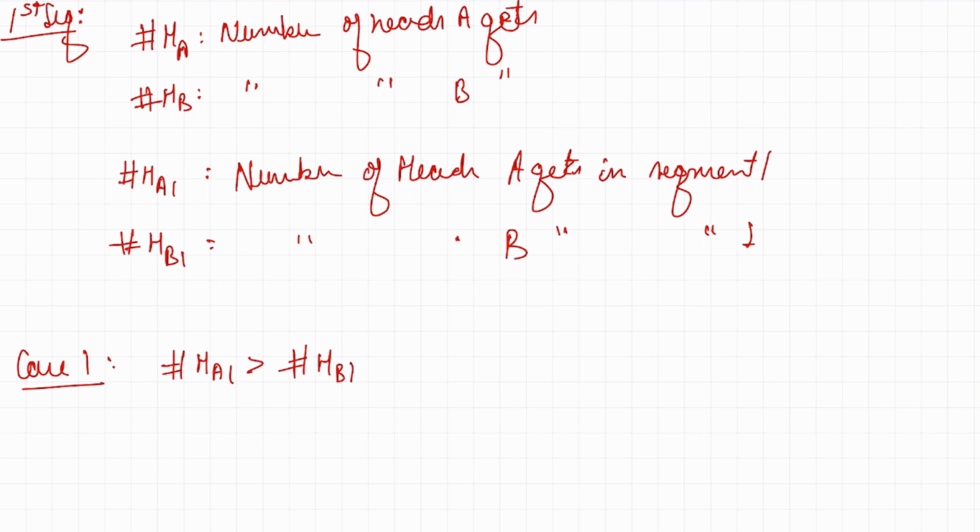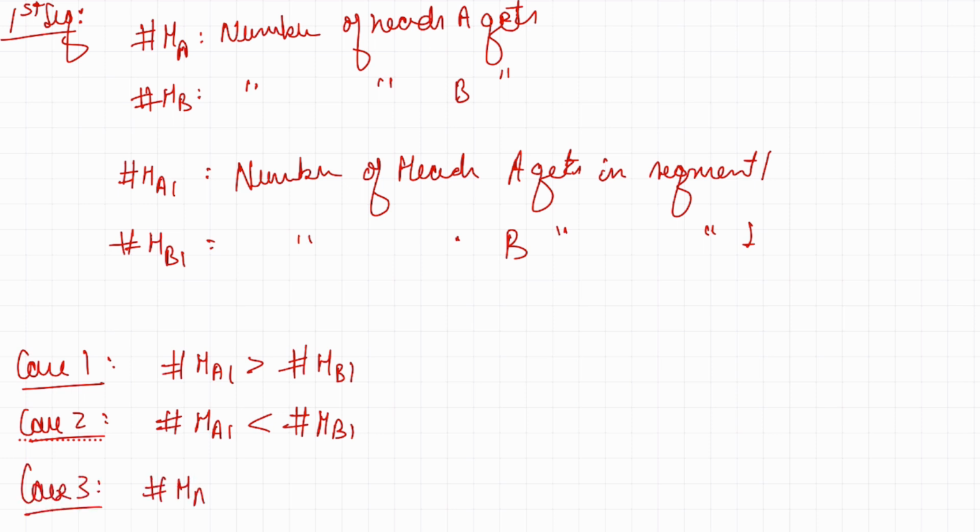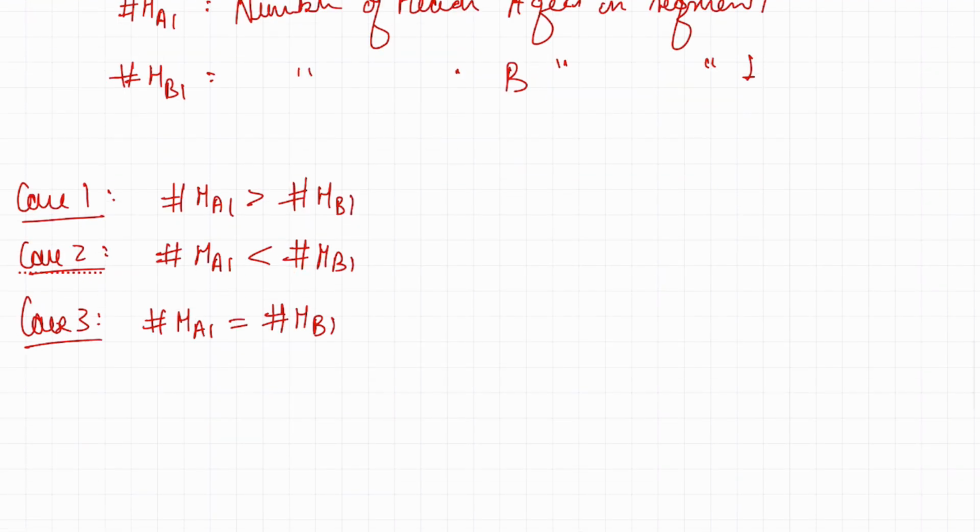Okay, that's case 1. Case 2 would be the number of heads A gets in segment 1 is less than the number of heads B gets in segment 1. Okay, just the opposite. And the final case would be when both of them get the same number of heads. Again, we're living in a world right now where the number of coins both the players have are equal. Okay, it's a smaller world in this problem, but we're going to be using this to solve this problem.